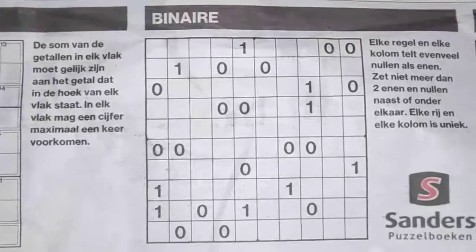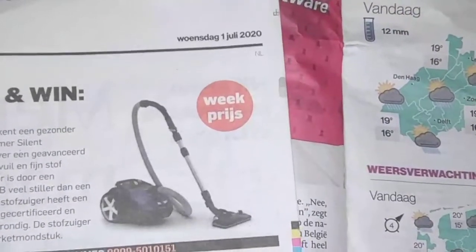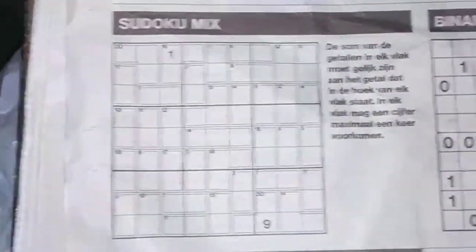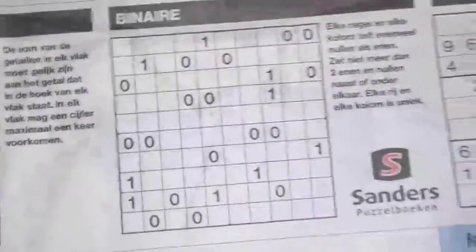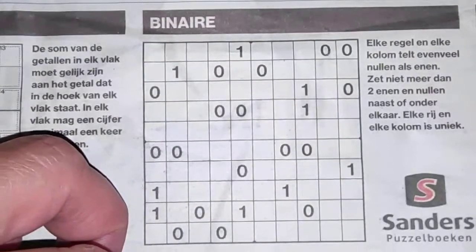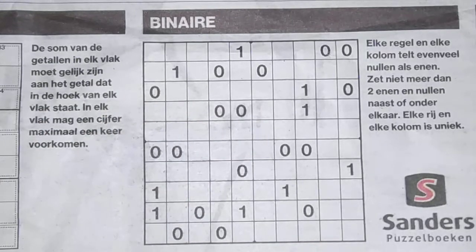Today, in the daily newspaper on Wednesday, the 1st July 2020. In this newspaper, we have three regular Sudoku, a binary Sudoku, a medium Sudoku, and a killer Sudoku, aka Sudoku mix. But we will start first with the binary. By the way, in this daily newspaper, there is also an additional with extra Sudokus. I believe 6 Sudokus, so total of 8 Sudokus to solve.